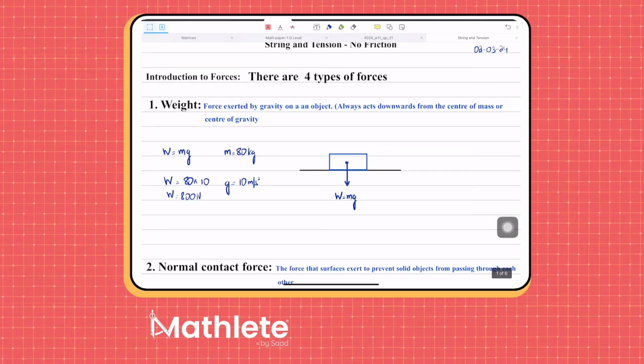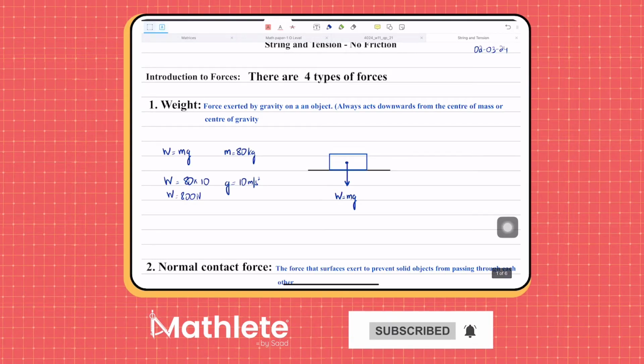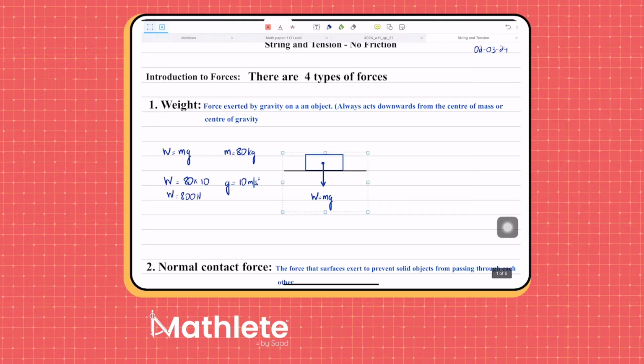Now you won't always have an object on a horizontal plane. Sometimes you are likely to encounter a question in which the object is on an inclined or a declined plane. In that case, although we're not going to go into the details just yet, we'll go into the details when we're studying inclined and declined plane.